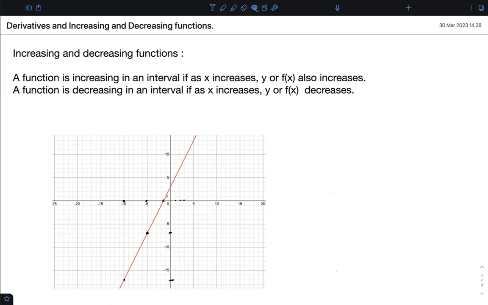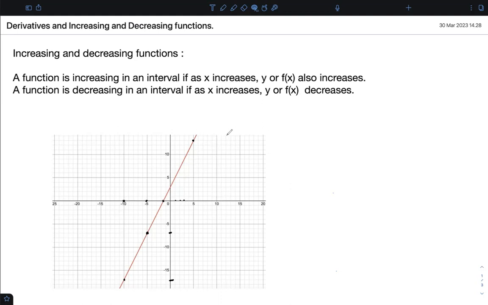At this point, which is between -1 and -2, the value of y is 0. At 5, the value of y is 13, and so on. So as the value of x is increasing, the value of y is also increasing. That's why this straight line graph is an increasing function.